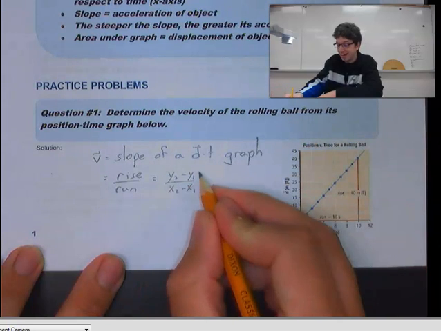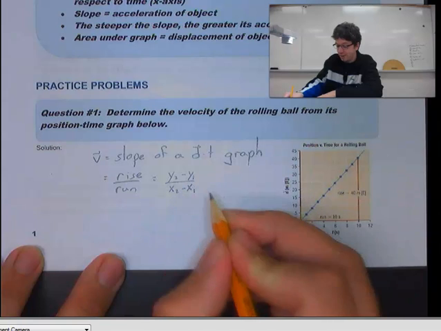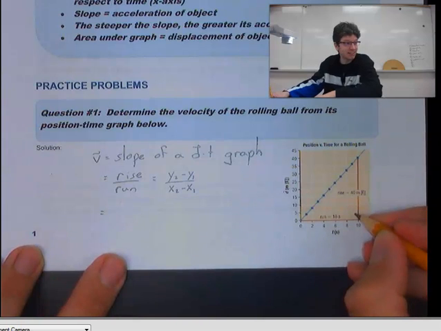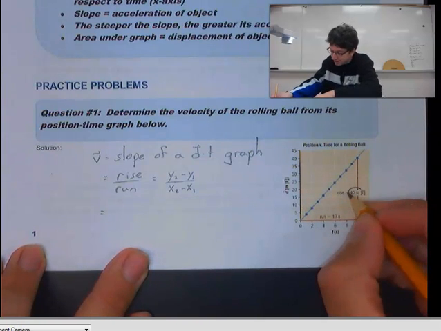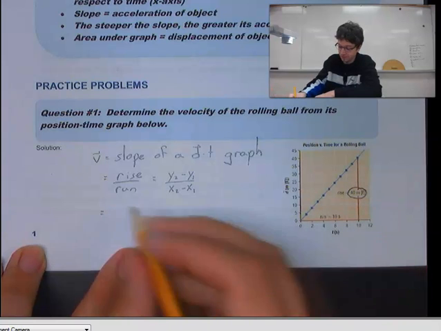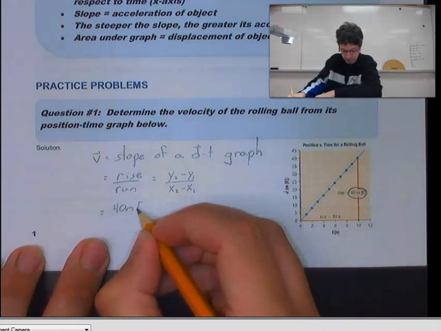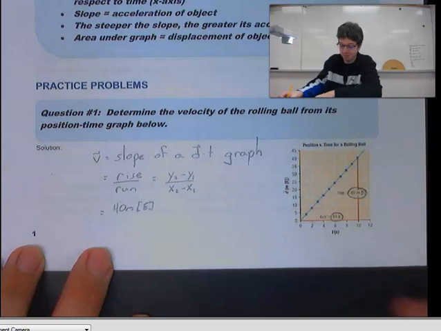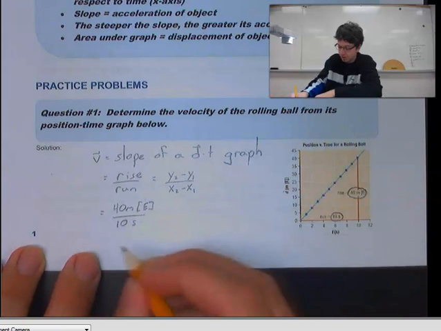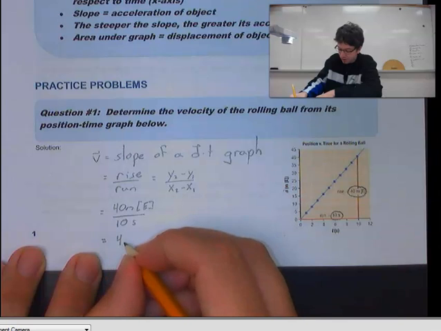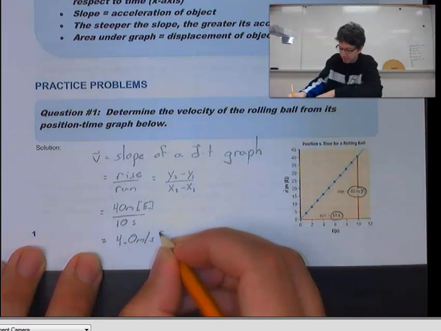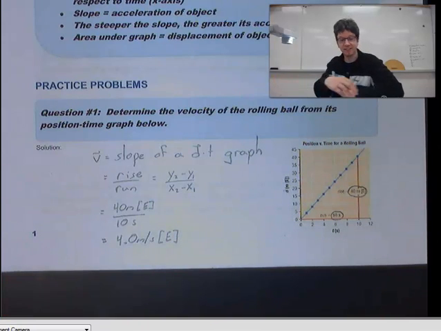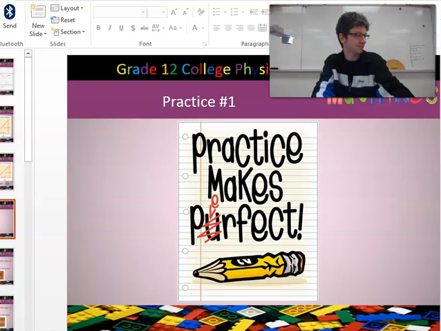Okay, y is your vertical axis, so that's our rise. And x is your horizontal axis, so that's our run. And if we look at this case, it looks like our rise is 40 meters east. So I'm going to write 40 meters east. And our run is 10 seconds. So 10 seconds. So dividing that, we get 4 meters per second east. That's the constant velocity that is being undergone in this question. Let me just pause it there.